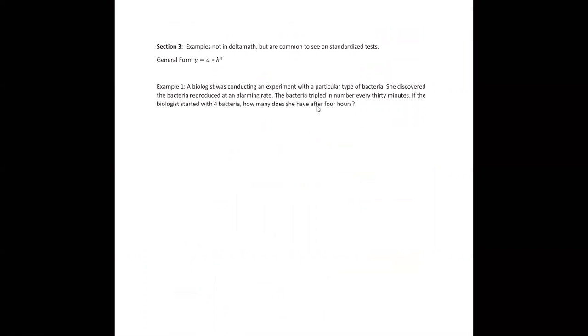But this problem says a biologist was conducting an experiment with a particular type of bacteria. She discovered that the bacteria reproduced at an alarming rate. It tripled every 30 minutes. And they tell us we start with 4 bacteria. How many would there be after 4 hours? So our A is 4. That's how much bacteria we start with.